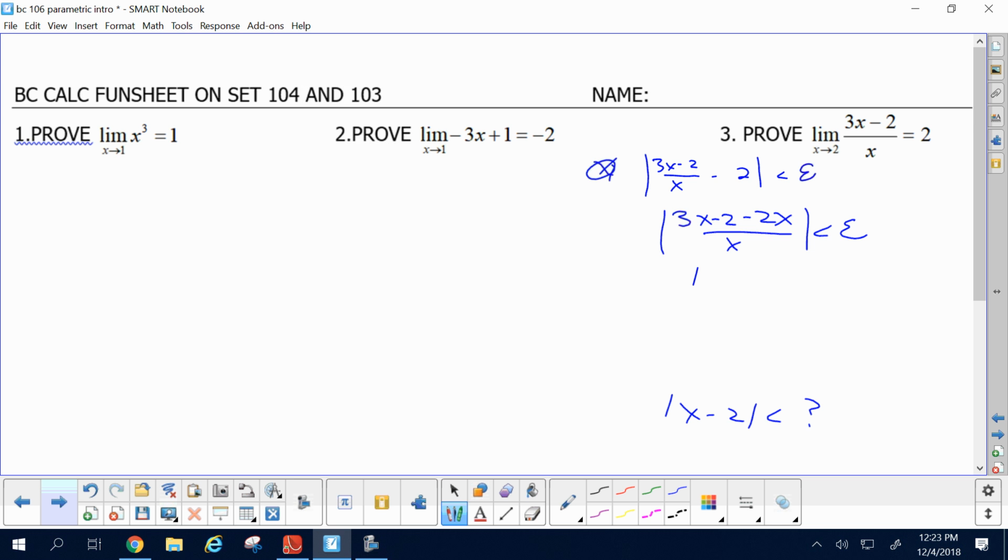Okay, so |x minus 2| over |x| is less than epsilon. So |x minus 2| is less than epsilon times the absolute value of x. Are we cool? Am I going too fast? Are you with me? I'm trying to get to x minus 2, so I was just playing around with the algebra, getting a common denominator. That's what I screwed up on.